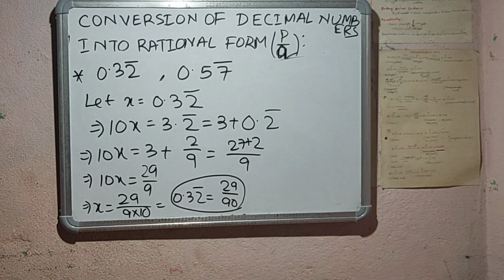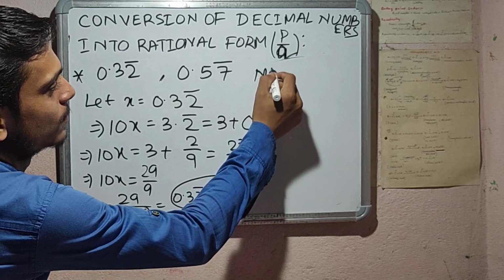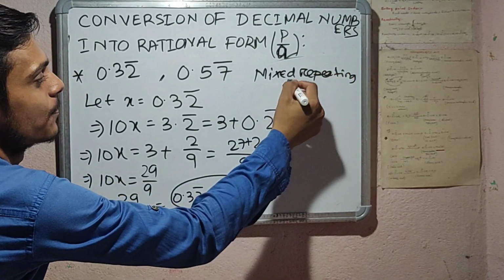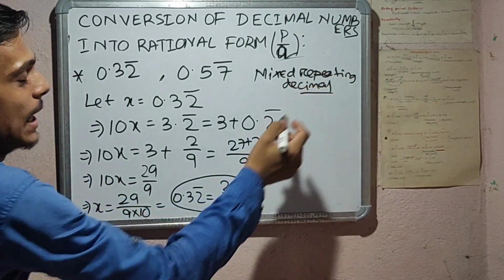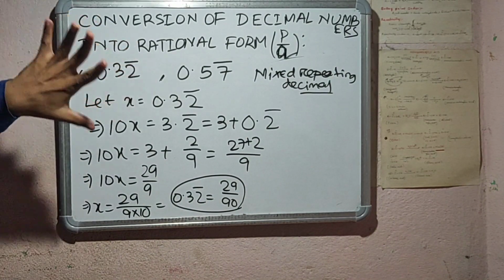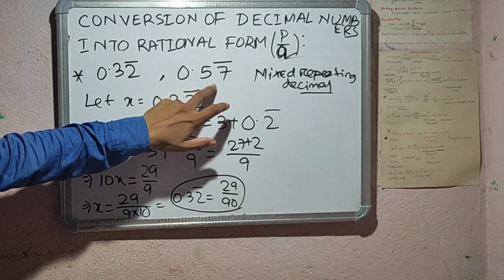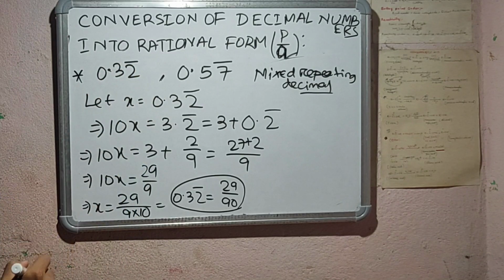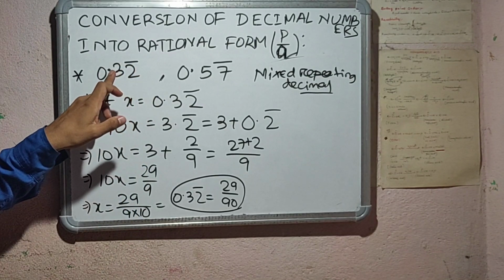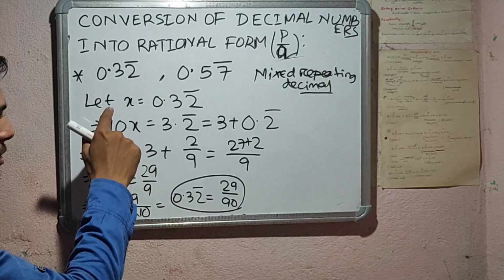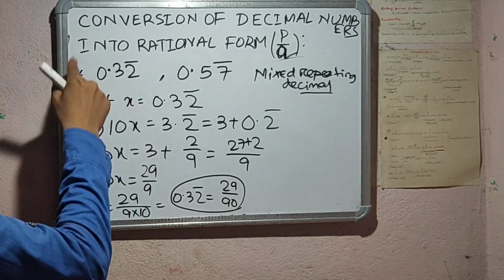Education, and today that is the mixed repeating decimal. I said, what is a mixed repeating decimal? We convert it into its rational form. These are the mixed repeating, where not all the digits after the decimal point repeat; some digits remain non-repeating. Just follow this procedure: let x equal the given number.